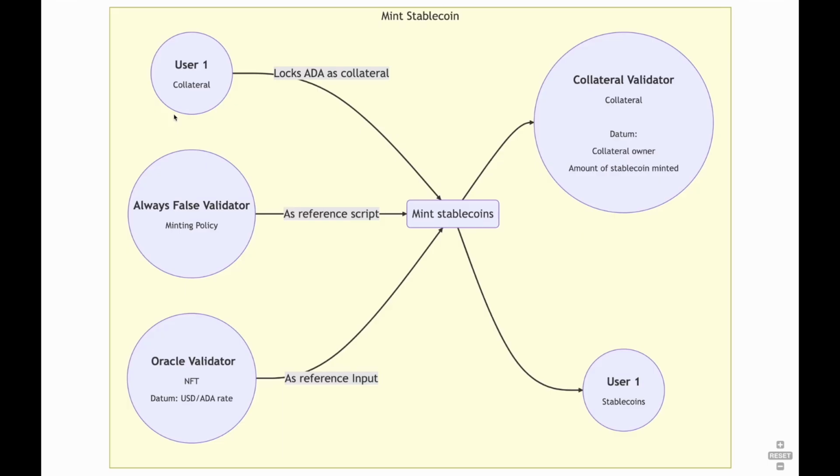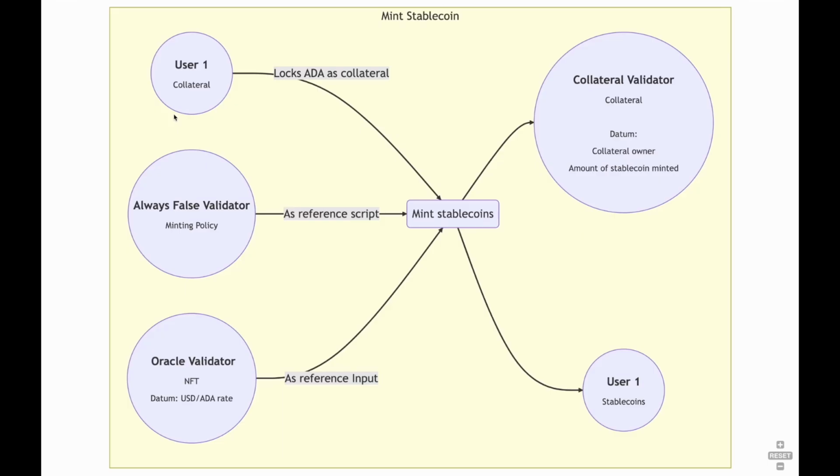And then this collateral provision transaction produces 2 outputs. One is a UTXO at the user wallet, which contains the minted stablecoins, and another UTXO at the collateral validator's address that holds the locked ADA. And the datum of this UTXO would store the owner and which minting policy produced the coins and how many of them.